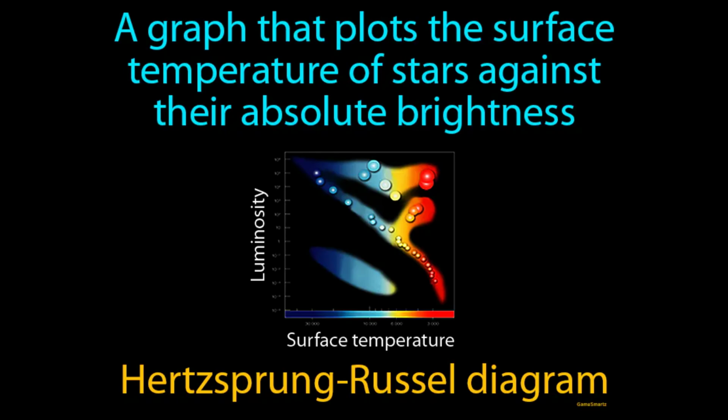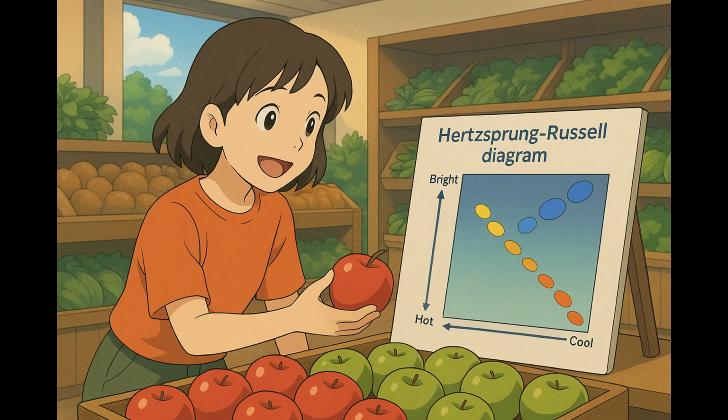A graph that plots the surface temperature of stars against their absolute brightness. Hertzsprung-Russell diagram. It is a chart used by astronomers to classify stars and understand their evolution. Imagine trying to choose the best apples at a grocery store, where you have to consider both their color and size. Just like you use these two characteristics to determine which apples are the freshest and juiciest, the Hertzsprung-Russell diagram uses the surface temperature and absolute brightness of stars to determine their type and life cycle stage.